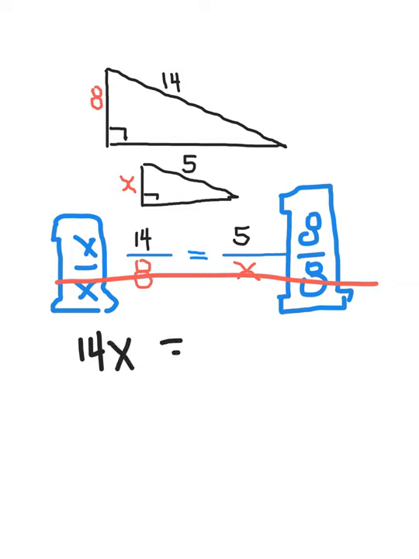And equals... okay, 5 times 8, which is 40. Okay, last step. What do we do? Well, we should probably divide both sides by 14. Divide by 14, divide by 14.